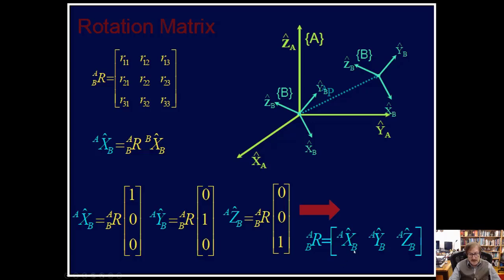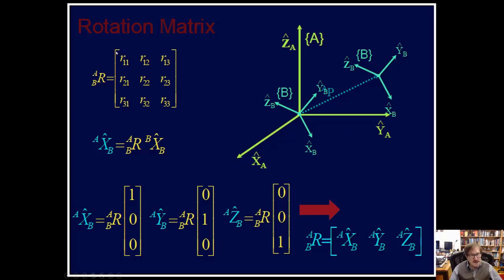I may also show this matrix as the projections of XB in the A frame, projections of YB in the A frame, and projections of ZB in the A frame. Why are we bothering about this? Because we are going to see a little bit later that this type of representation helps us a lot in solving some problems.